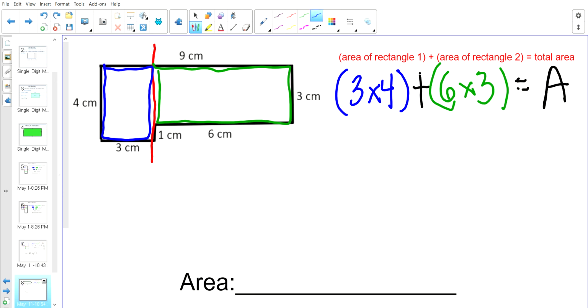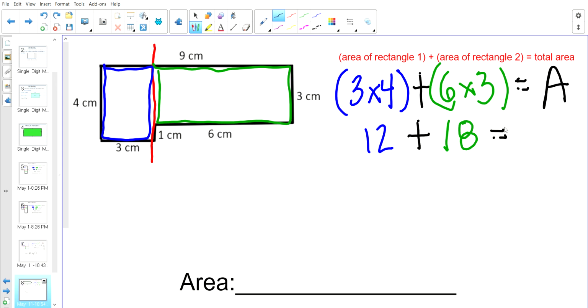What is the area of a 3 by 4 rectangle? What does 3 times 4 equal? If you need to pause the video to give yourself time to use a strategy to find the answer, you may do that. 3 times 4 equals 12. So the area of that first rectangle is 12 square units. Rectangle 2, the green rectangle, is a 6 by 3. What is the area of a 6 by 3 rectangle? What does 6 times 3 equal? 6 times 3 equals 18. So the area of the second green rectangle is 18 square units.